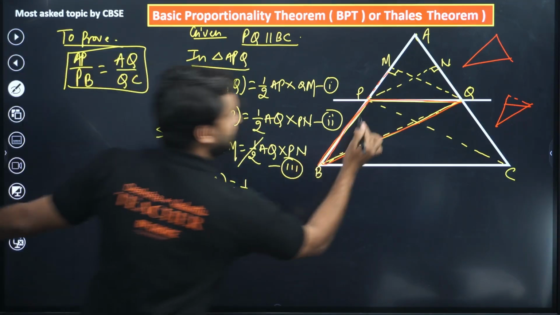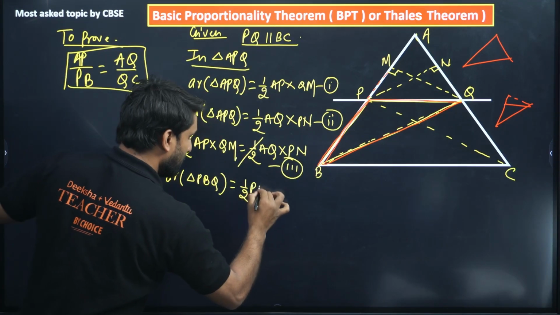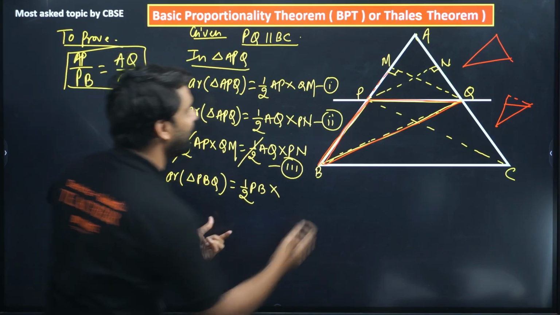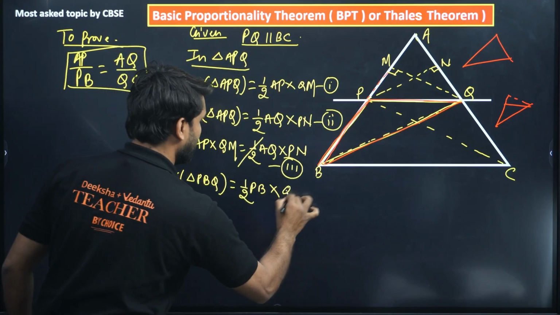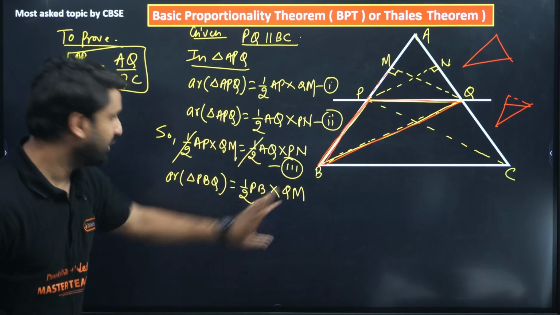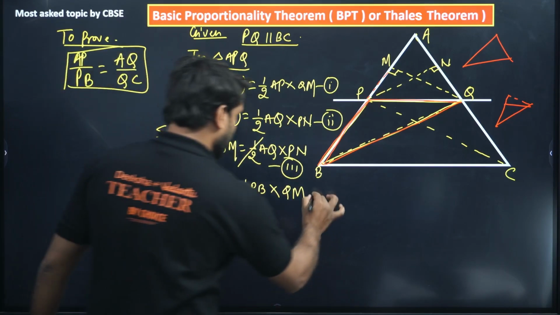So area of triangle PBQ will be equal to what? Here, listen. This base PB into height. Where is height? Come on. Height is MQ here. Very good. Or we can also write QM. No problem, so that they both can match. Here, QM and QM. Is it clear? And I'm calling this as 4.